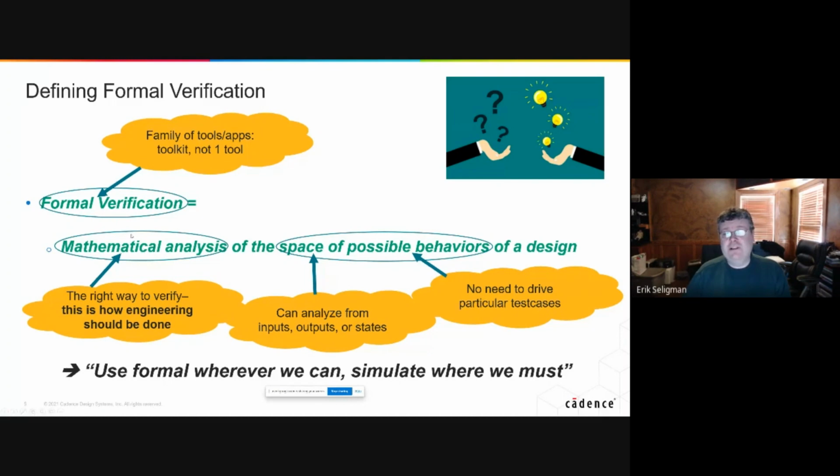Since it works on the behavior space of your design, you can analyze all sorts of interesting things. In simulation, of course, you have to drive the inputs and see what happens. But in formal verification, you can look at the inputs, the outputs, or even internal states and try to compute what it takes to get there. In the demo, you'll see more clearly what that means. The philosophy I always like to drive towards is: use formal wherever you can, and only simulate where you must.